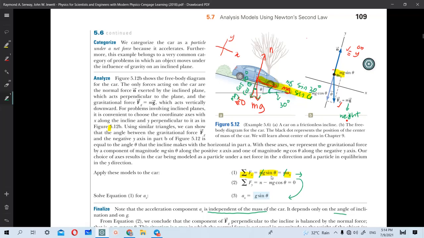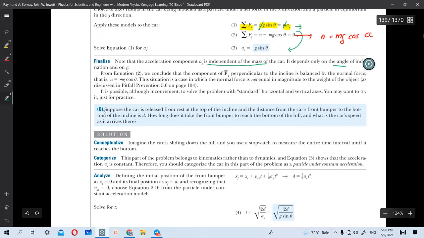Now, how about the y direction? For this case, the y direction is not being used in any means. They will provide you only the normal force. So as you simplify, the normal force can be calculated, arriving with mg cos theta.